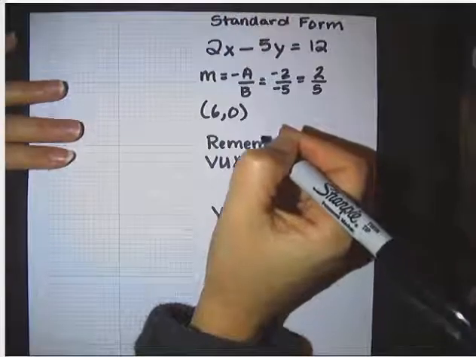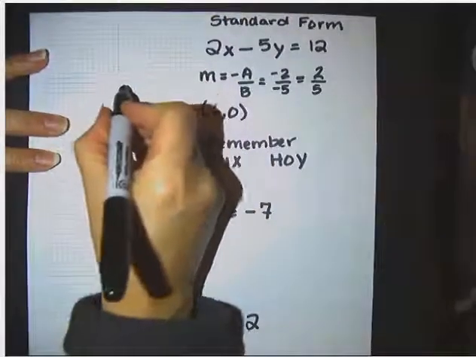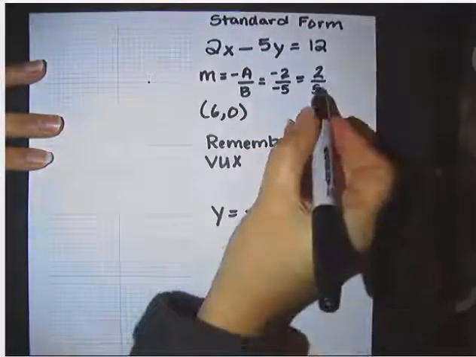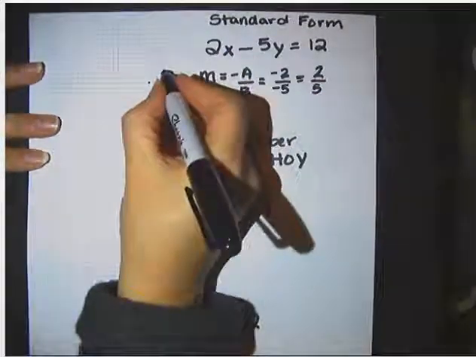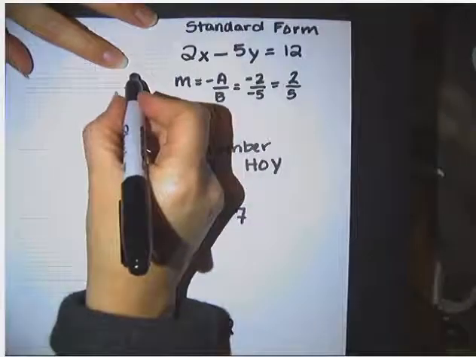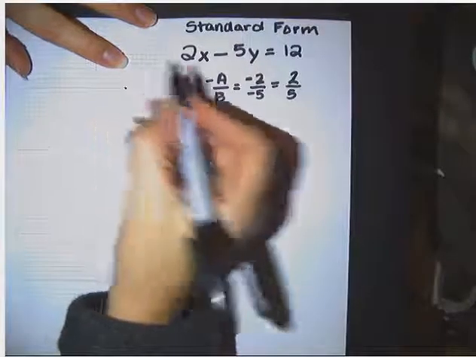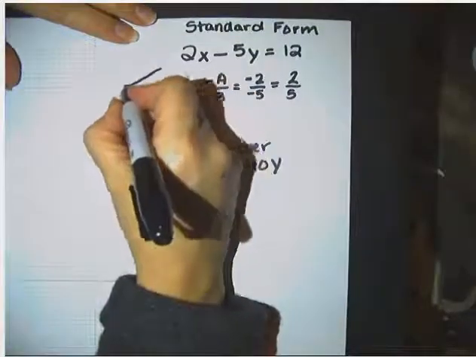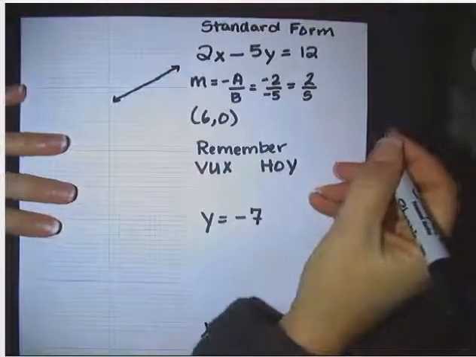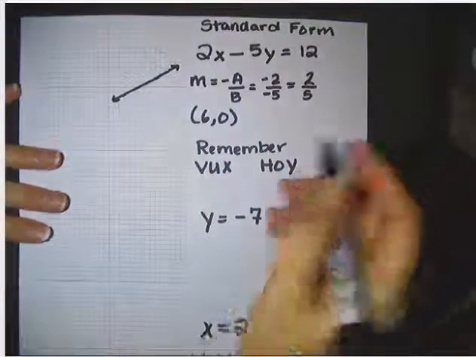So start with that, 1, 2, 3, 4, 5, 6. From that, use the slope, rise 2, run 1, 2, 3, 4, 5. Get 2 points. Remember, 2 points determine the line, so as soon as I have 2 points, I have my line. Now, don't forget Vux and Hoy.